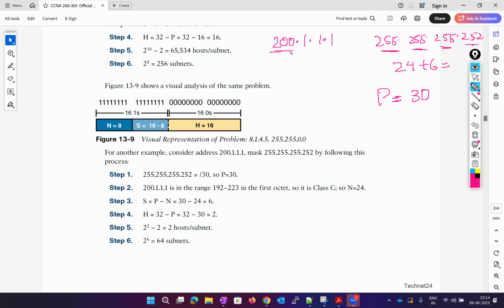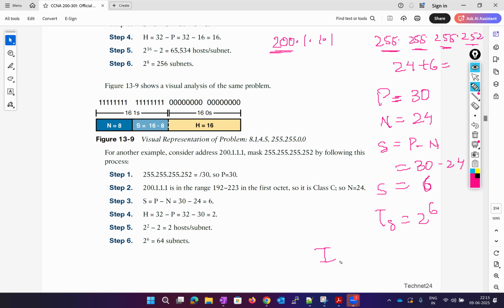Now we know that 200 is a class C IP address. So your network bits is going to be 24, right? So your subnet bits is P minus N, 30 minus 24, giving us 6. So your subnet bits is 6. Now, how many subnets can you have? Total number of subnets is equal to 2 power 6, right?